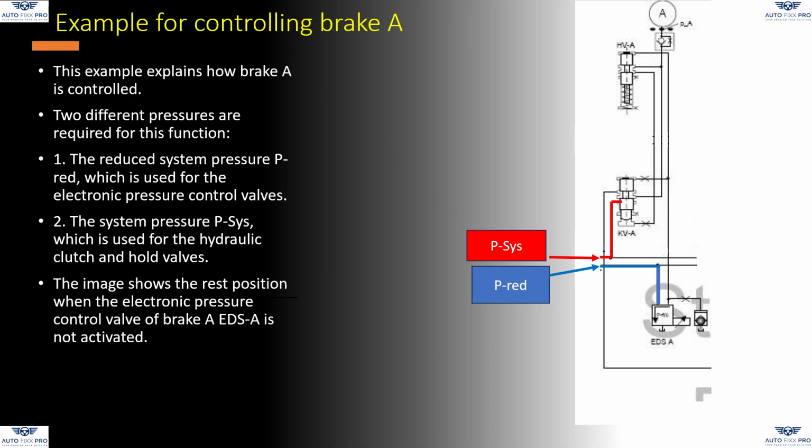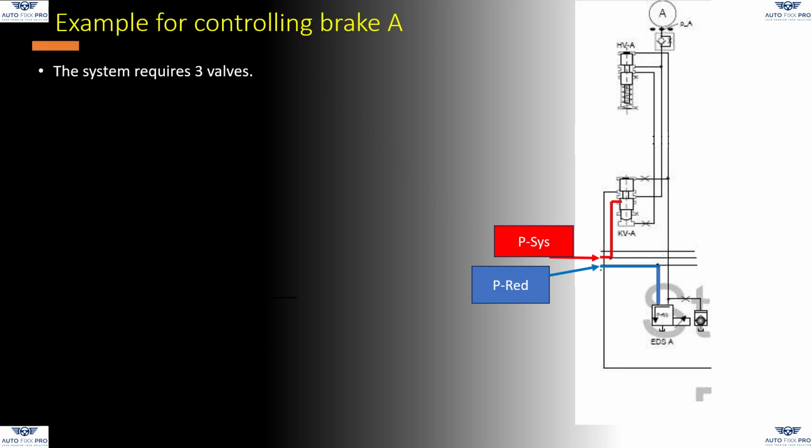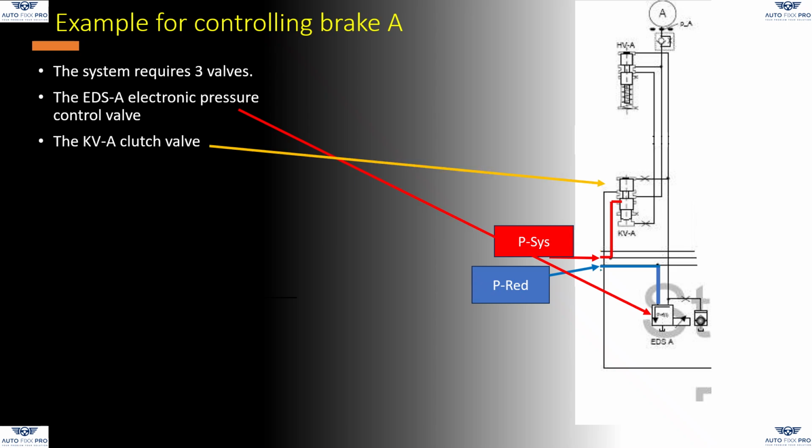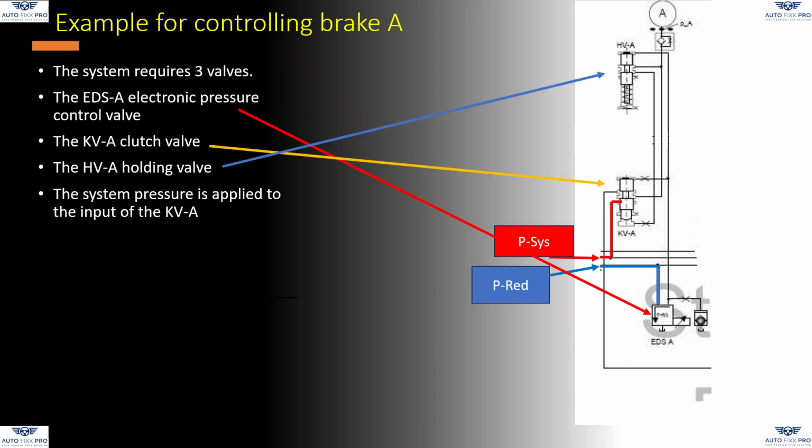The image shows the rest position when the electronic pressure control valve of brake A, EDSA, is not activated. The system requires 3 valves: the EDSA electronic pressure control valve, the KVA clutch valve, the HVA holding valve. The system pressure is applied to the input of the KVA. The reduced system pressure is applied to the input of the EDSA.